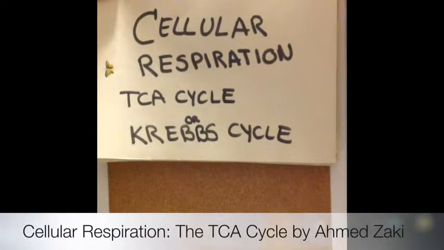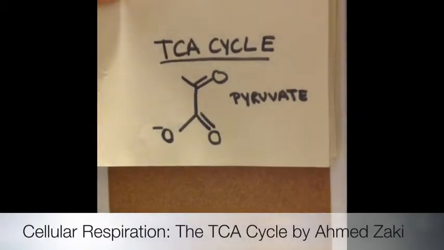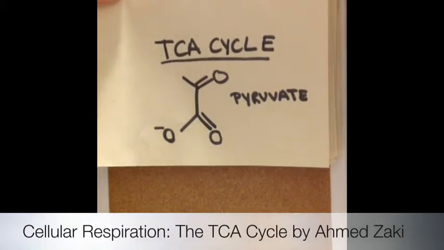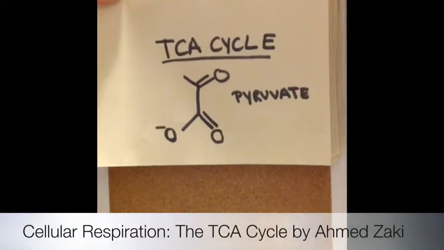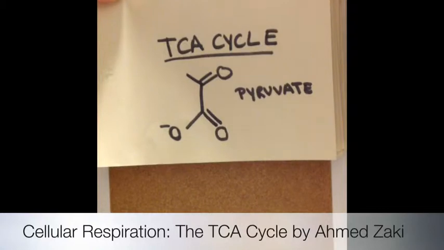My name is Ahmed, and in this video I'm going to talk about the TCA cycle, which is also known as the Krebs cycle, or the citric acid cycle. The primary substrate used in the TCA cycle is acetyl-CoA, which can be derived from pyruvate. While amino acids can also be used as substrates for the cycle, and acetyl-CoA can be obtained from beta oxidation of fatty acids, I'm only going to focus on acetyl-CoA derived from pyruvate.